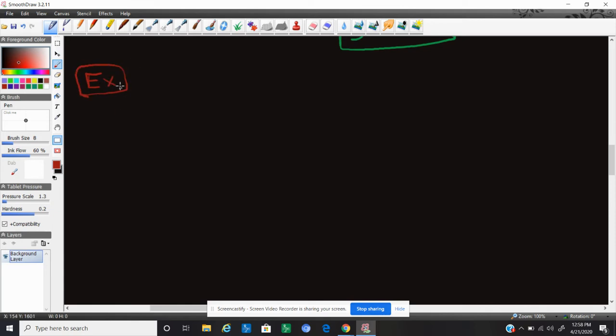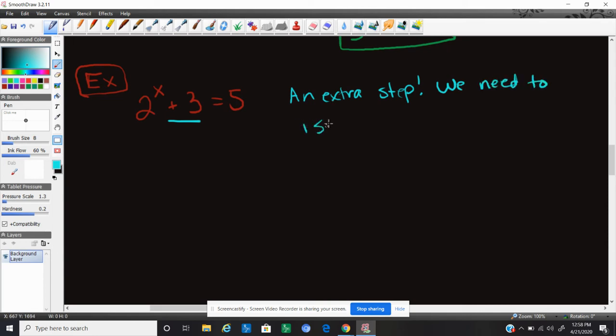Okay, so let's say that you have 2 to the x plus 3 is equal to 5. Okay, so for this one, we have an extra step. Okay, because of that 3. So we need to get rid of that 3 first. So we need to isolate our "base part". This part right here is what I'm talking about. Okay, we need to get that by itself.